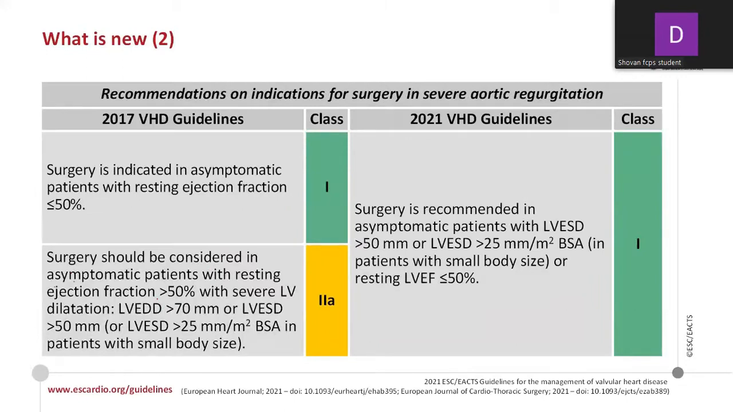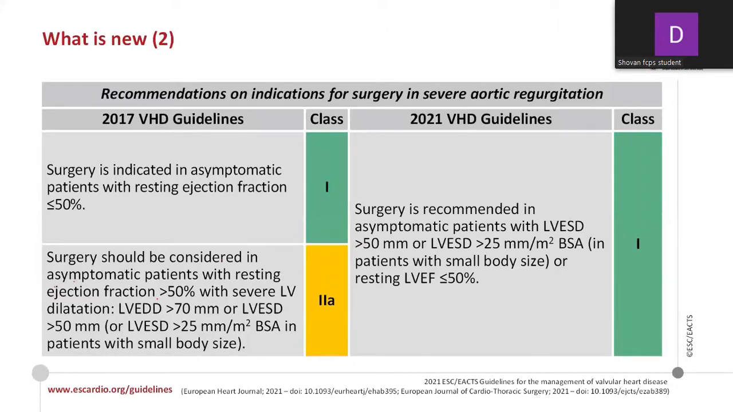And previously in management of severe aortic regurgitation in the 2017 guideline, they only included surgery as indicated in symptomatic patients or asymptomatic patients with low ejection fraction. That was a class 1 indication. But a class 2 indication was surgery considered in asymptomatic patients with low EF with severe LV dilatation, that was left ventricular end diastolic diameter greater than 70 or end systolic diameter greater than 50.